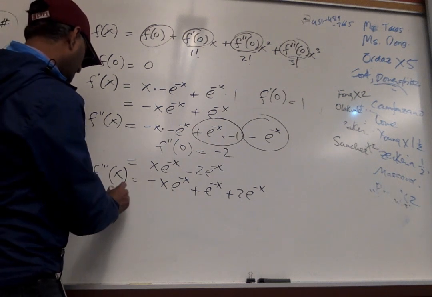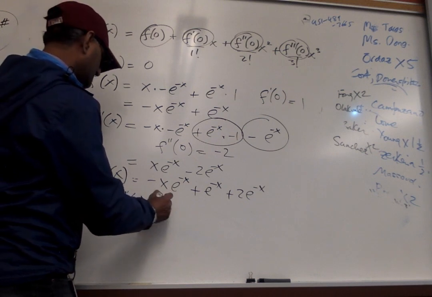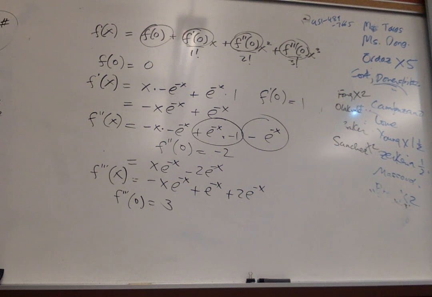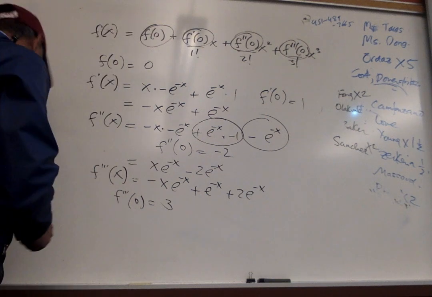So f triple dash of 0 is 3? Yes, 3. Am I basically good to go? For those of you not following, look at me. I just need to plug it back in there. So my goal is to find these coefficients. I'm plugging back in there.